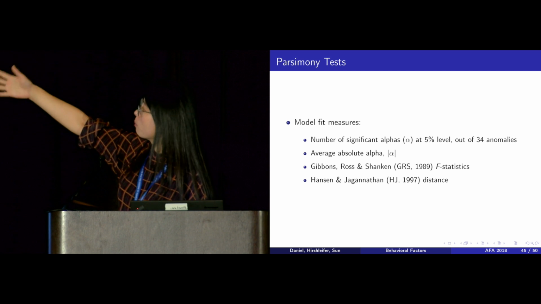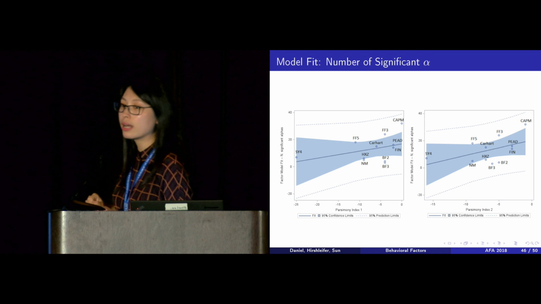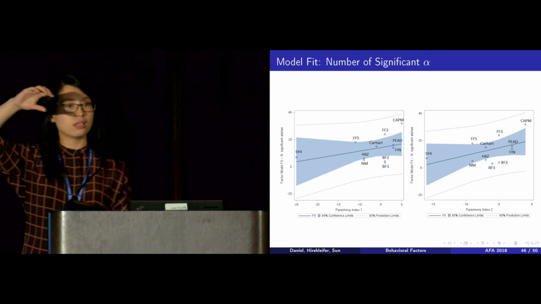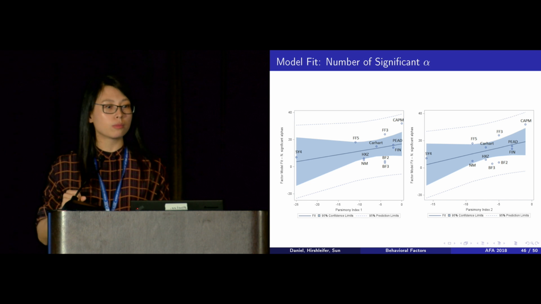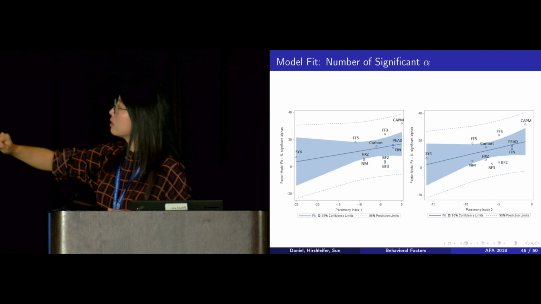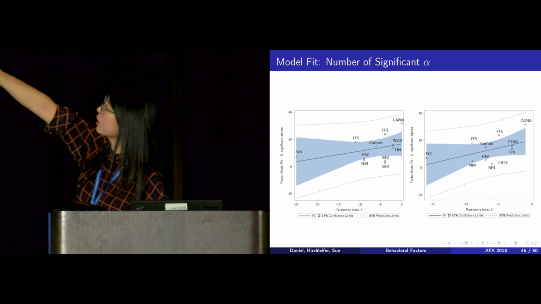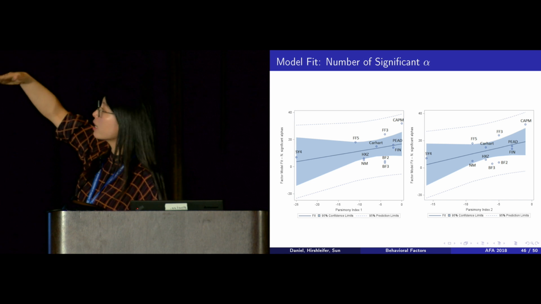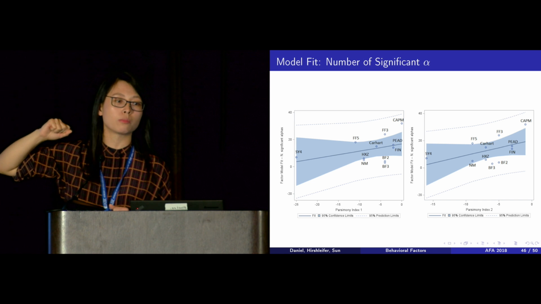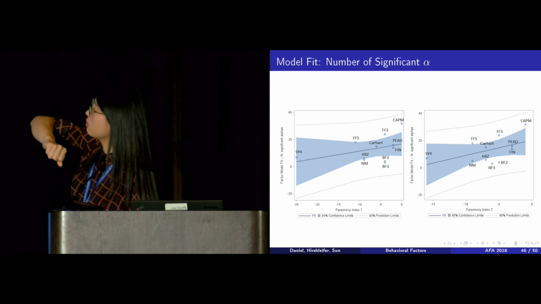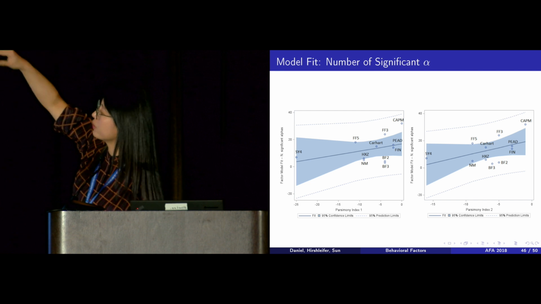And we examine these 4 model fit measures. Our main method is to run this regression. We regress the model fit or model performance measures on each model's parsimony index value. Note that if, for example, we use the number of significant alphas as the model fit measure, a higher value means worse performance, worse model fit. So we observe this upward sloping relation between model fit and parsimony.